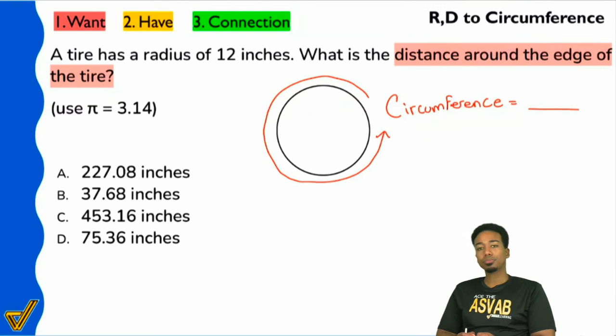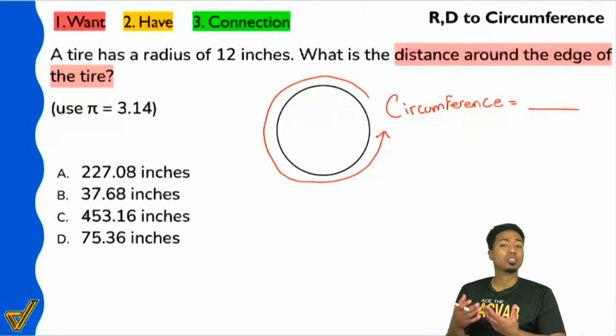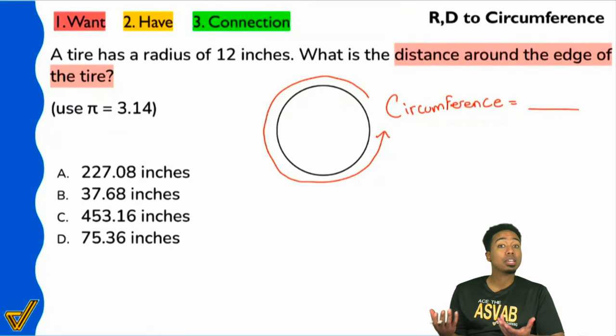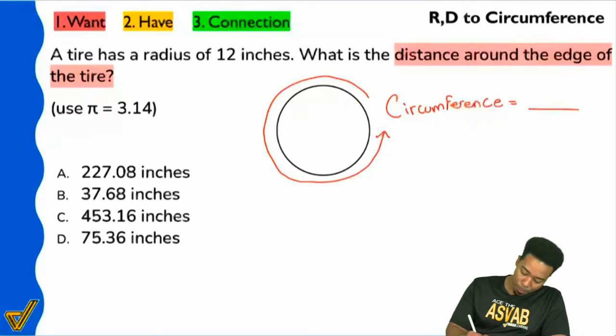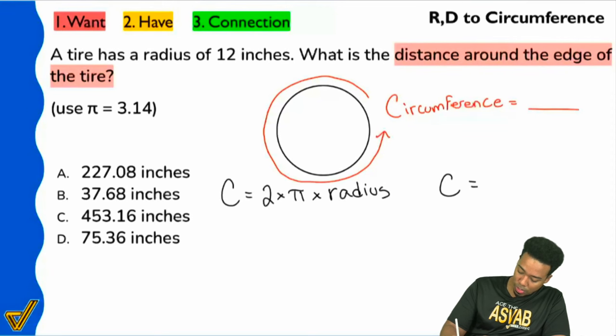So, everyone, there are two formulas for circumference, and remember that they're both really the same thing. You choose which one you want to use based off of the information you have. One formula is the circumference equals 2 times pi times the radius. And the other one is the circumference equals pi times the diameter.